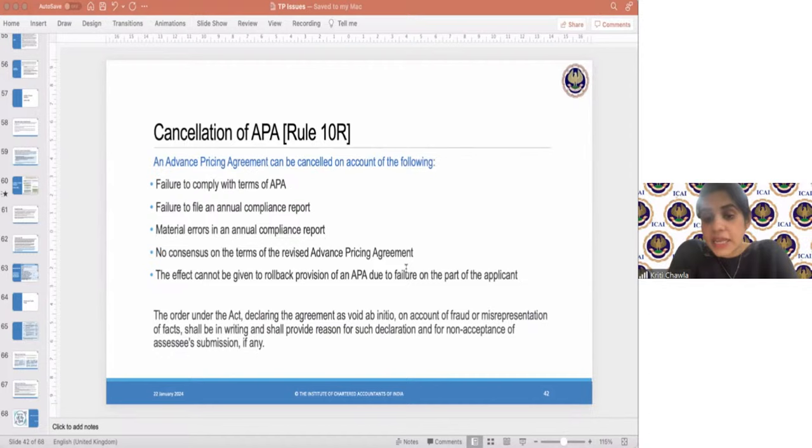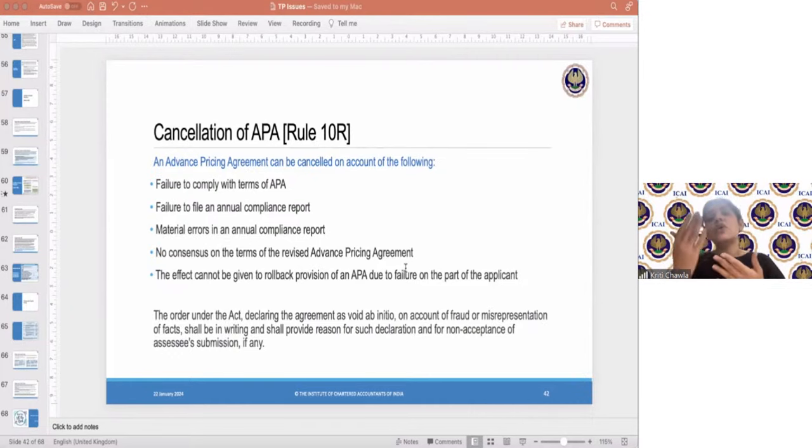There was another question on secondary adjustment, that if it is treated as income, it is provided as an adjustment. But beyond that, there is a transfer pricing adjustment, and the transfer pricing adjustment can go into litigation. But the point is, is this money being adjusted in the books of accounts of the Indian authority or not?